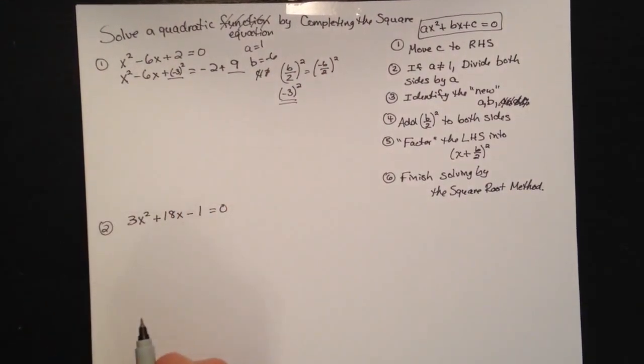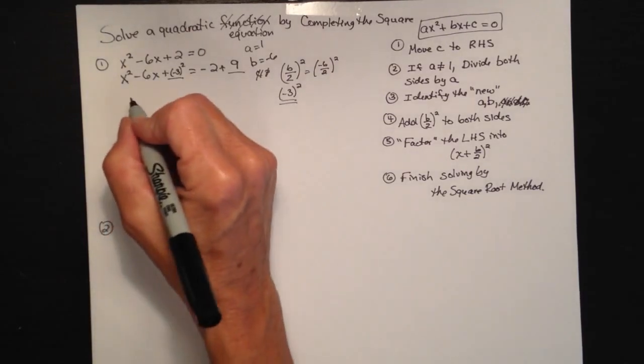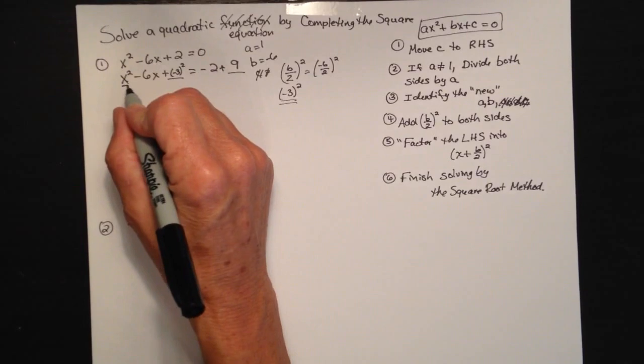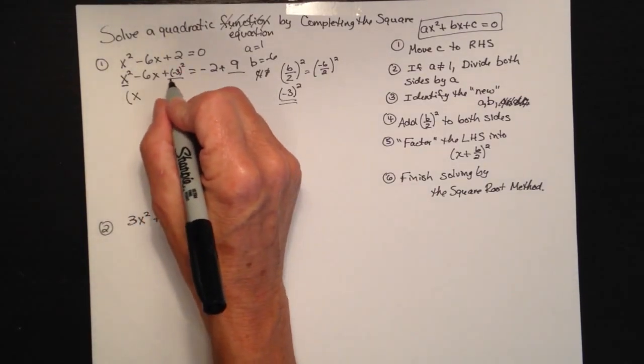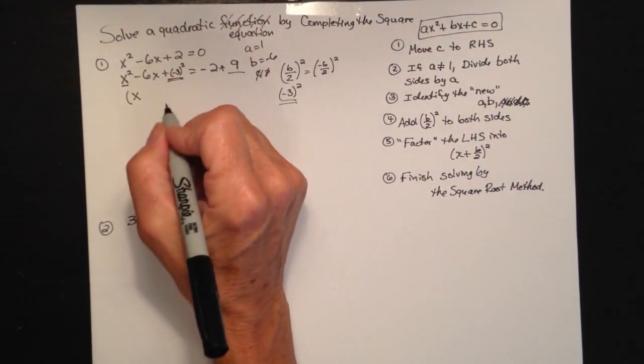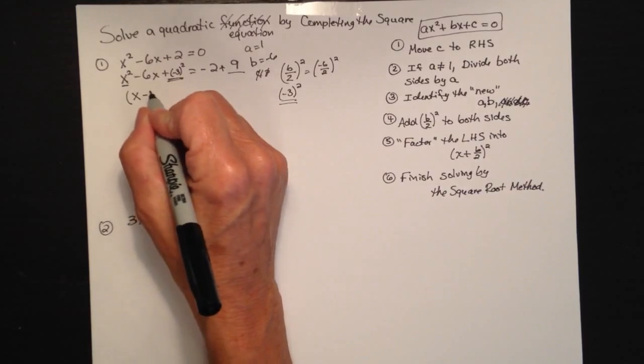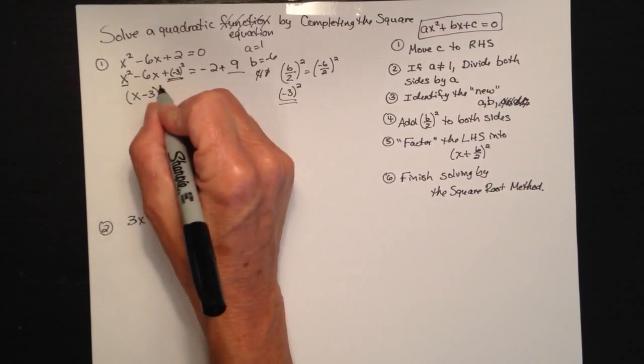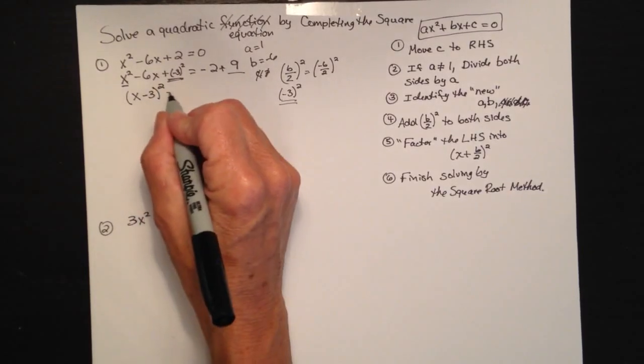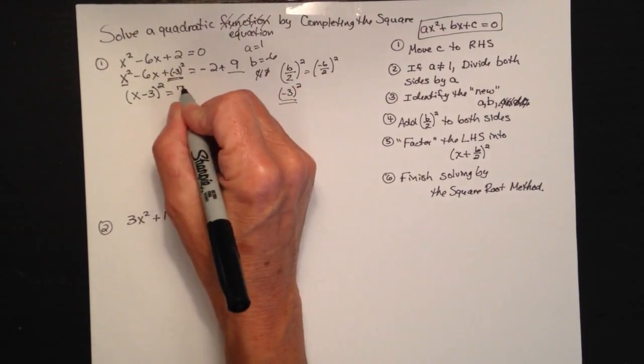Now step 5 says to factor the left-hand side into x plus b over 2 squared. You can factor the left-hand side or you can just rewrite it. This will always be the square root of this term plus the square root of this term. So the square root of negative 3 squared is negative 3. So x minus 3 squared is equal to negative 2 plus 9, which is 7.